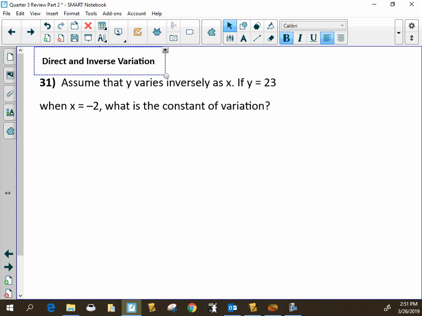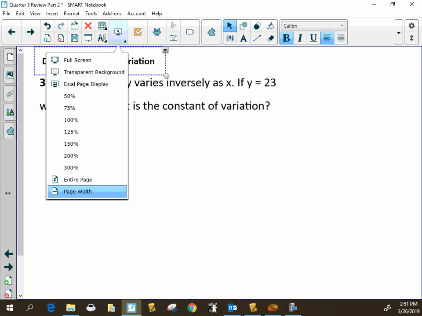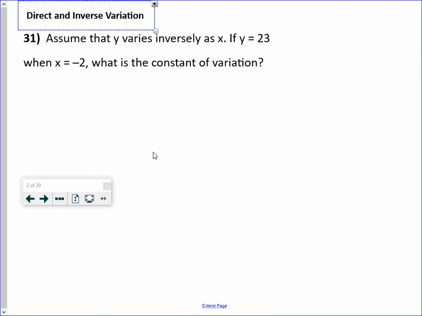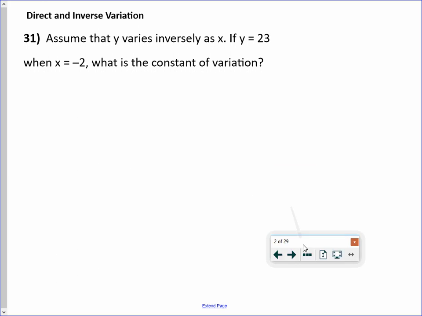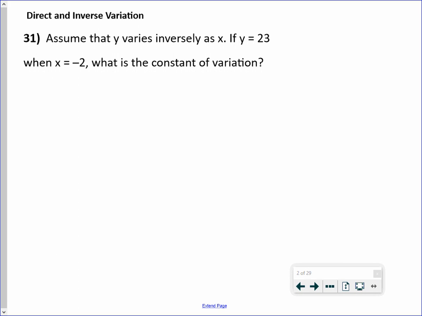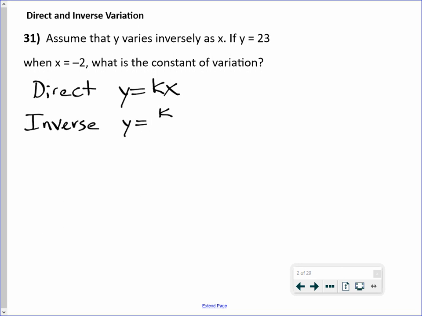So the first topic is direct and inverse variation. So remember the general equations for variation. Direct variation is y equals kx, and inverse variation is y equals k over x. So this problem says that y varies inversely, so we'll be using this equation.